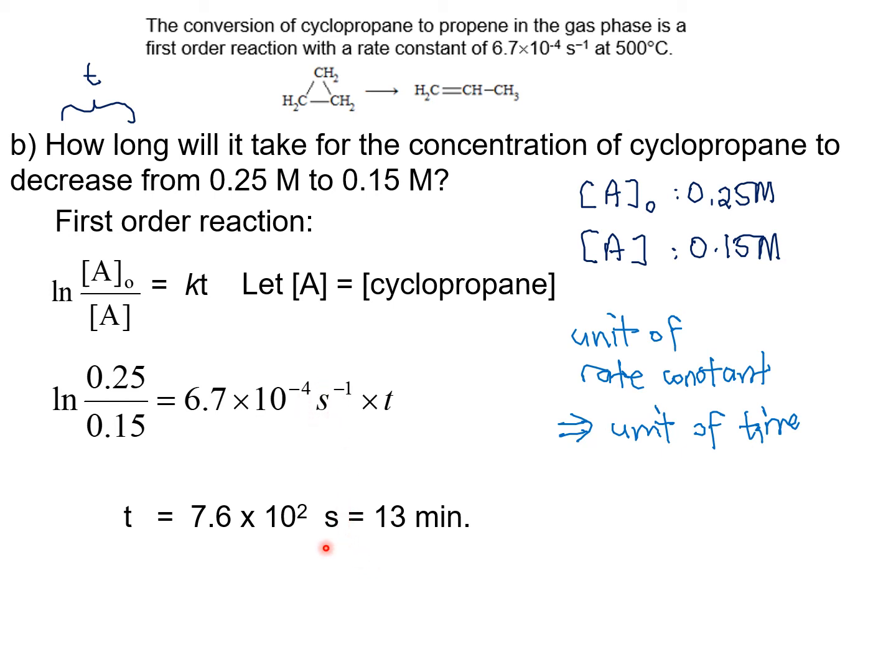Alright, but up to you, if you want to change to minutes, then you just need to divide by 60 to convert to minutes. Otherwise, it is already good if you leave it as it is in seconds.